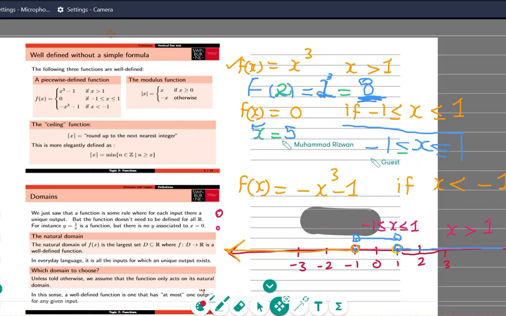Right here, which value do you want to put? Put any value. You should see it on the real number line. From minus 1 to 1, when minus 1 is added, you should write it as this. When minus 1 is not added, we will write it as this, okay?